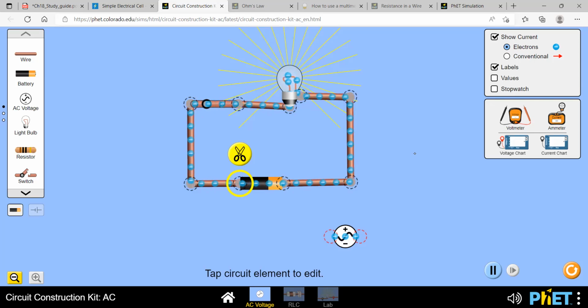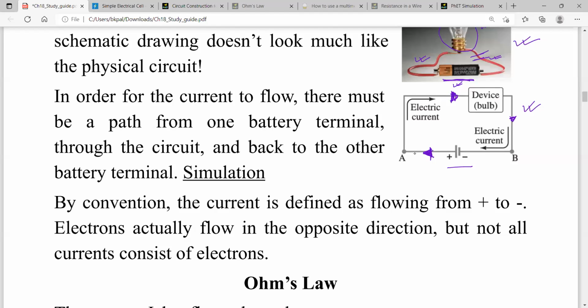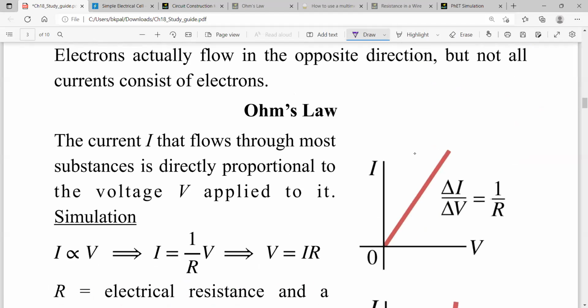But the conventional current direction is opposite. So if I show you, it would be this. You see that this is the direction of the current. It's starting from the positive terminal and going to the negative terminal. And you see that this is different from the electron flow. So remember that.